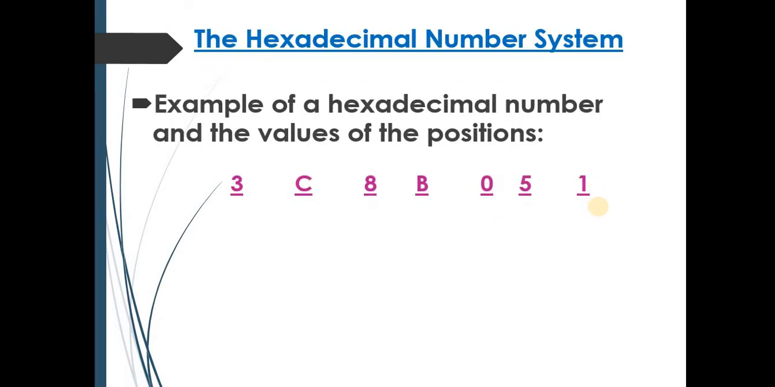Okay, this is an example: C8B051. Now, how will we assign positions in this hexadecimal number? We use base 16 like this. 1 is at the position of 0, 5 is at position 1, 0 at 2, B at 3, 8 at 4, C at 5 and 3 at 6.